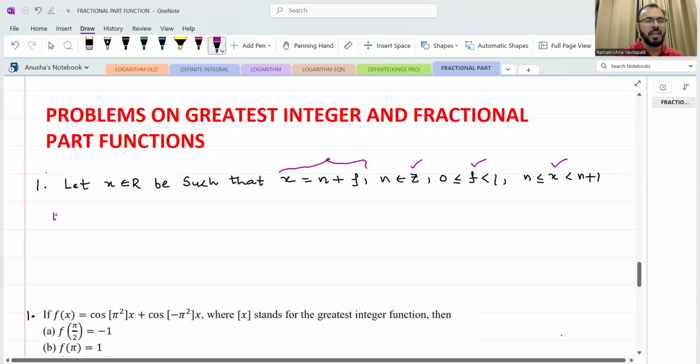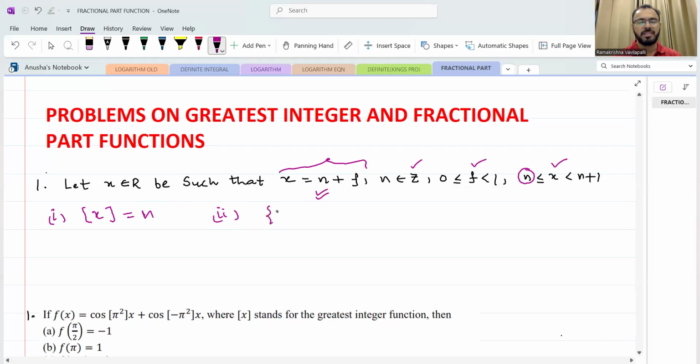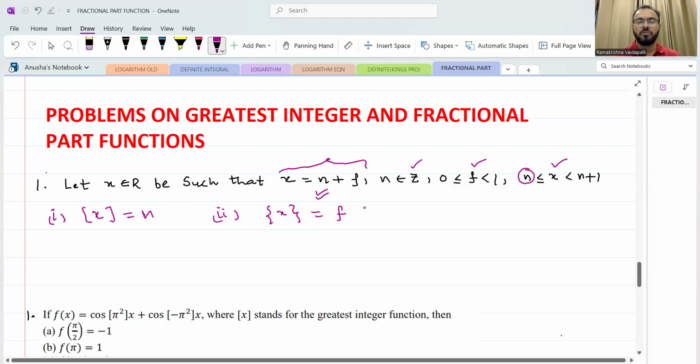Then we define the greatest integer value of x, the integral part of x. We take only the left side integer, that is n. We consider only this integer part. And second one, what is fractional part of x? Fractional part of x is nothing but f. We subtract the integral part of x from the given real number: x minus integral part of x.